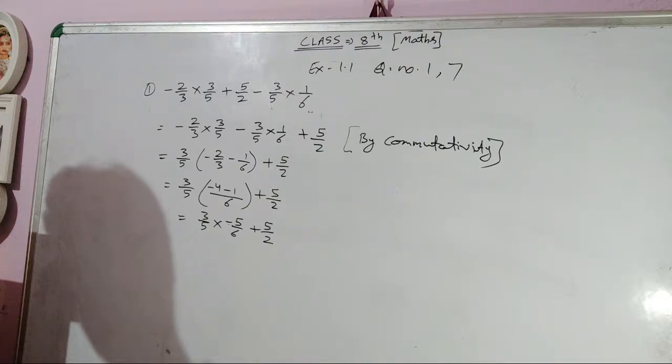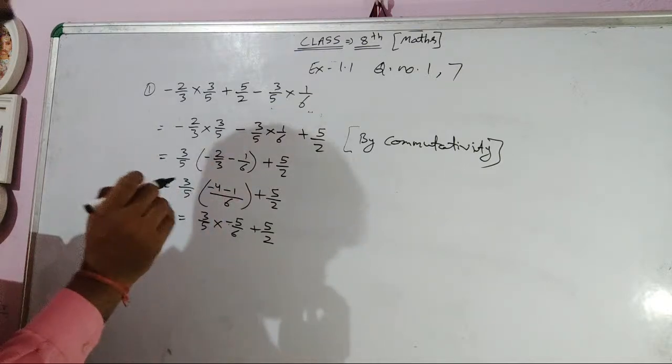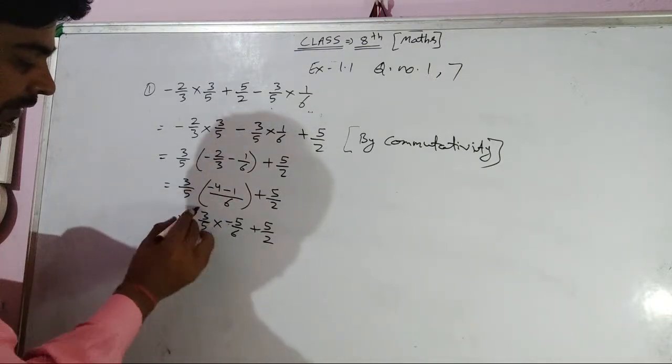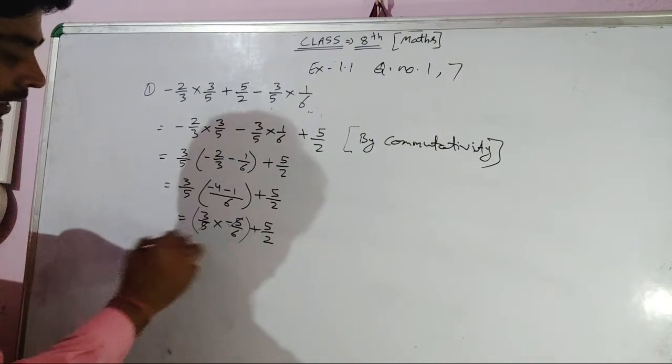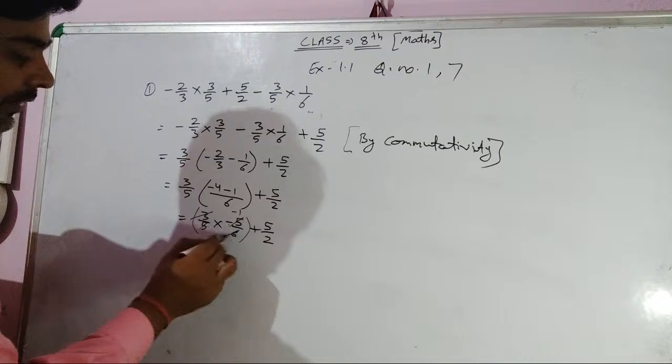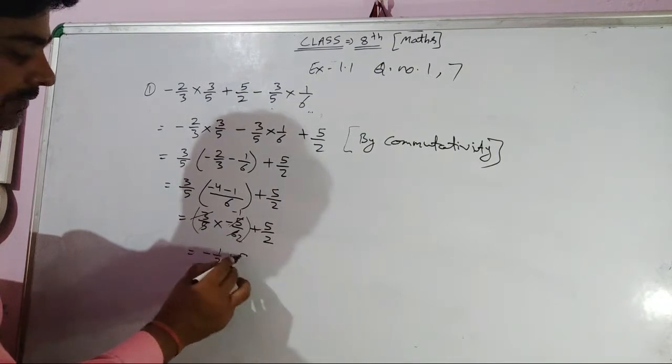Now what I am going to use here is the distributive property. Now simplify this term. What will happen? This 5 will get cancelled out by minus 5, and 3 twos are 6. So finally we have minus 1 upon 2 and plus 5 upon 2.